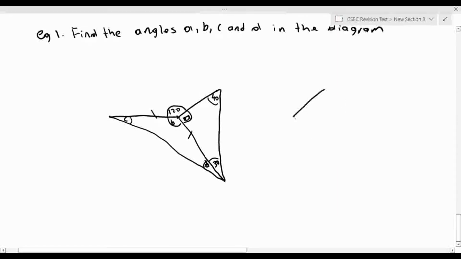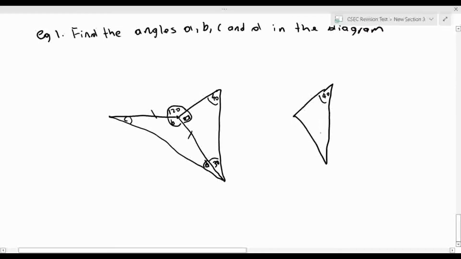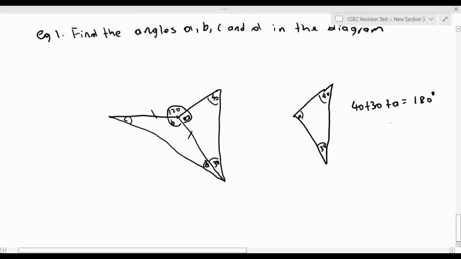Now we know that this one is 40, this one is 30, and this side is A, right? From our theory, we know that angles in a triangle add up to 180 degrees. So what we must have is this 40 plus the 30 plus whatever angle A should be will be equal to 180 degrees. All right? So let's add up what we know from what we don't know.